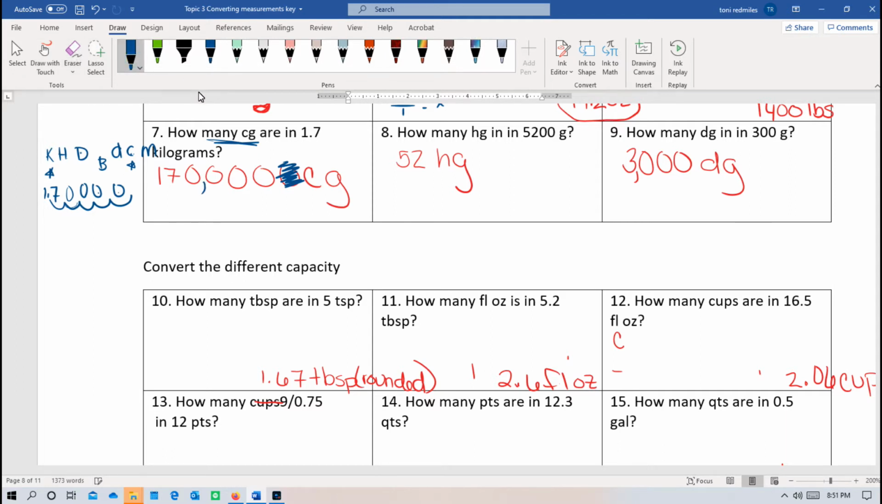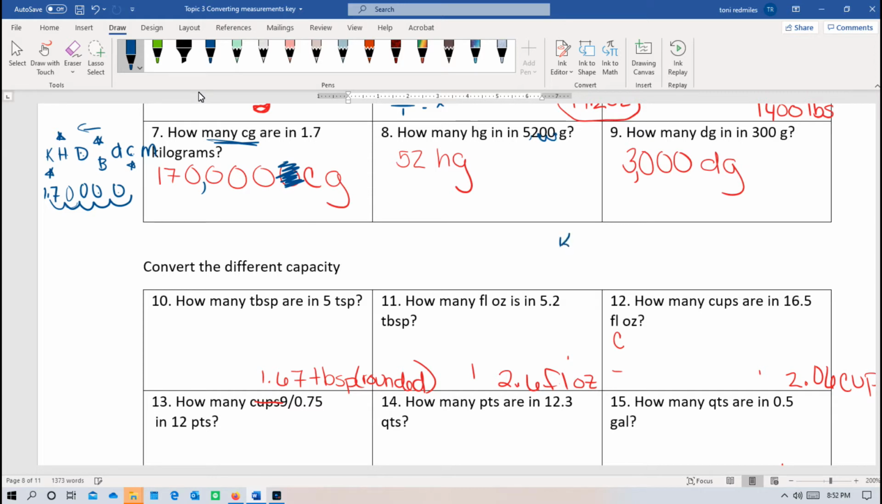All right. Very good. How many hectograms are in 5,200 grams? Well, King Henry died. We're right here. Is where we want to go, but we're here at grams, so we're going to move the decimal this time to the left 1, 2 places. So 1, 2, 52 hectograms.